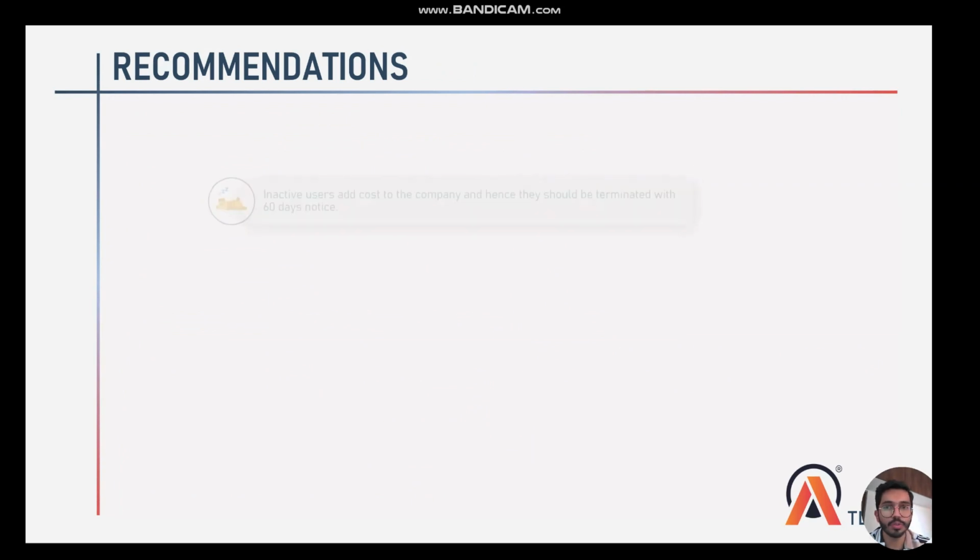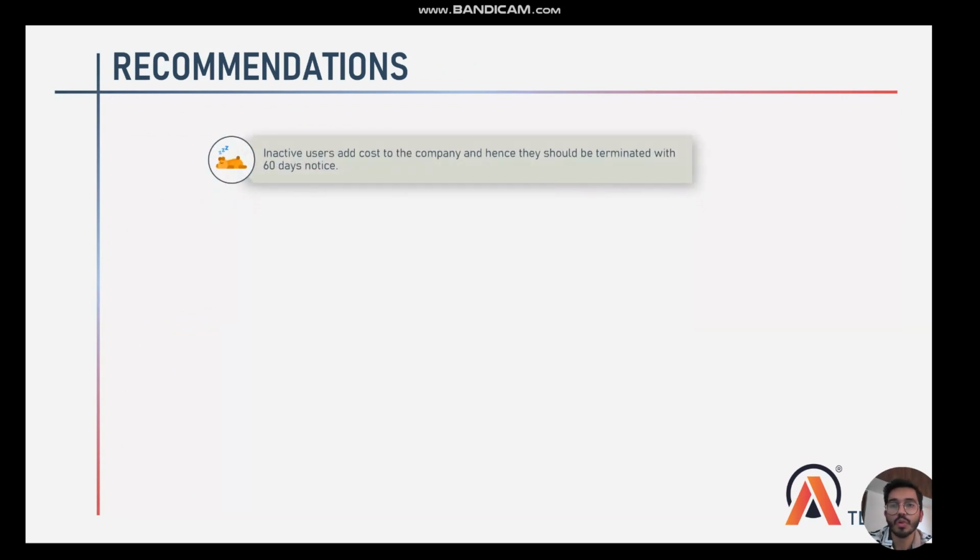Let's move on to the recommendations. So as we saw, inactive users add to the cost of the company. So if there are inactive users, it is good for the company to terminate those accounts so that they don't have to spend time or money on the maintenance of these accounts or put them in the database. So that can be done, and even with the marketing they don't have to spend time on them.